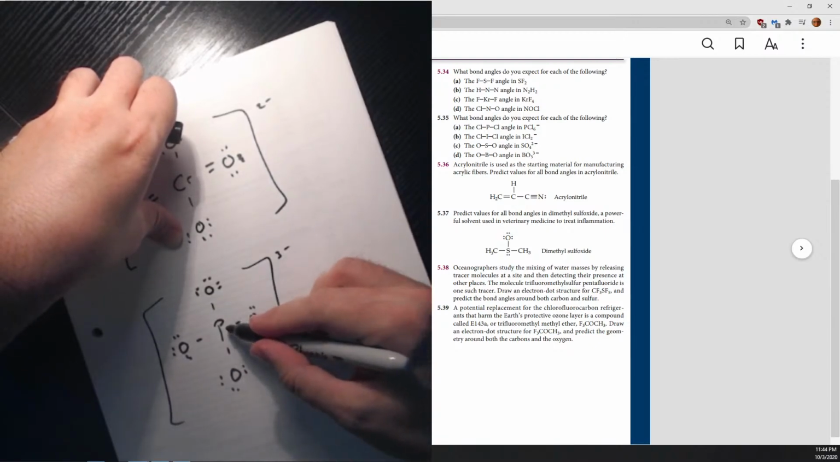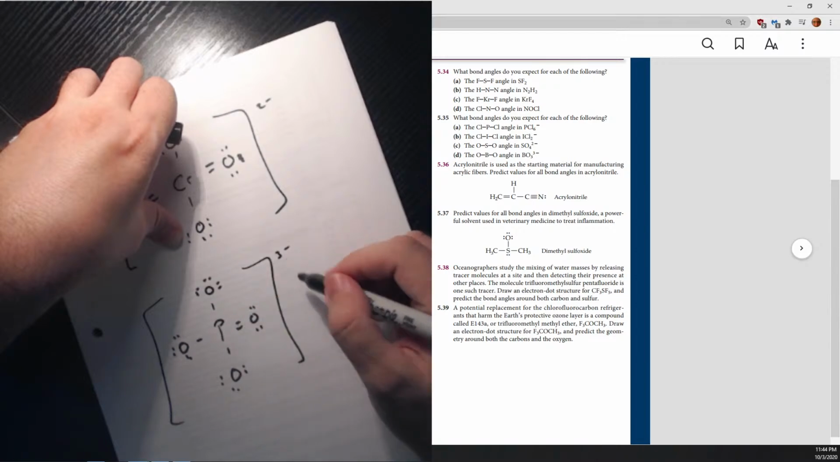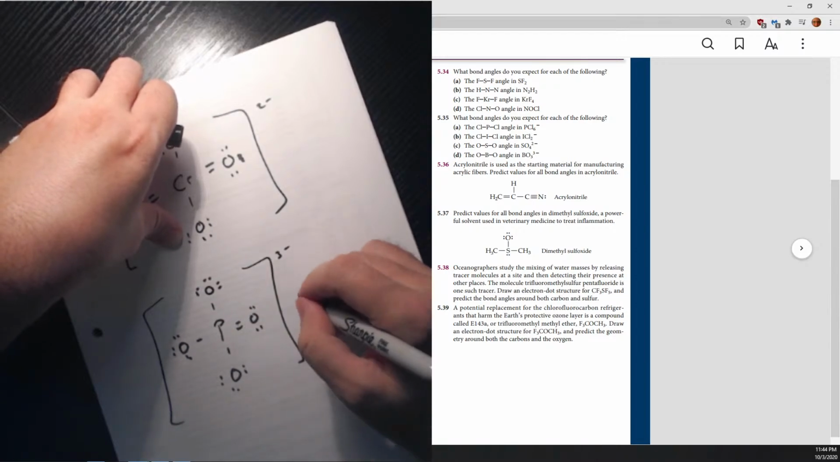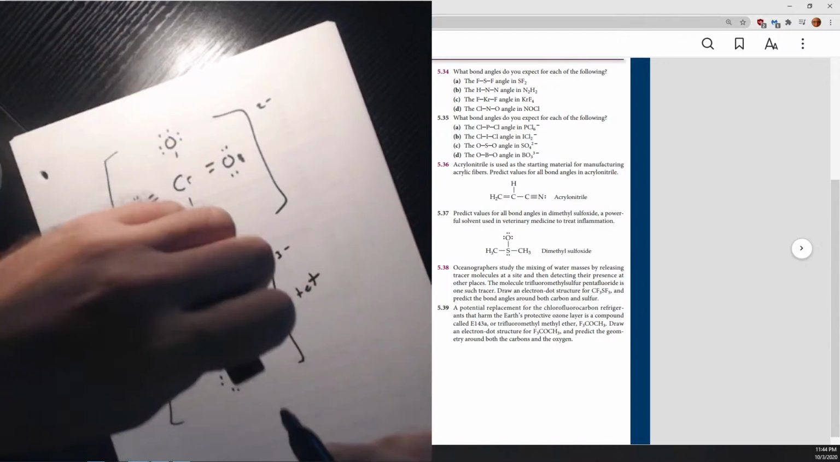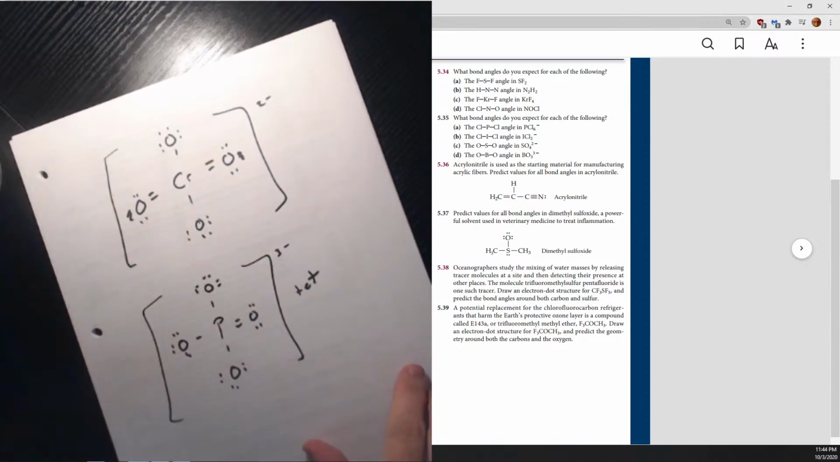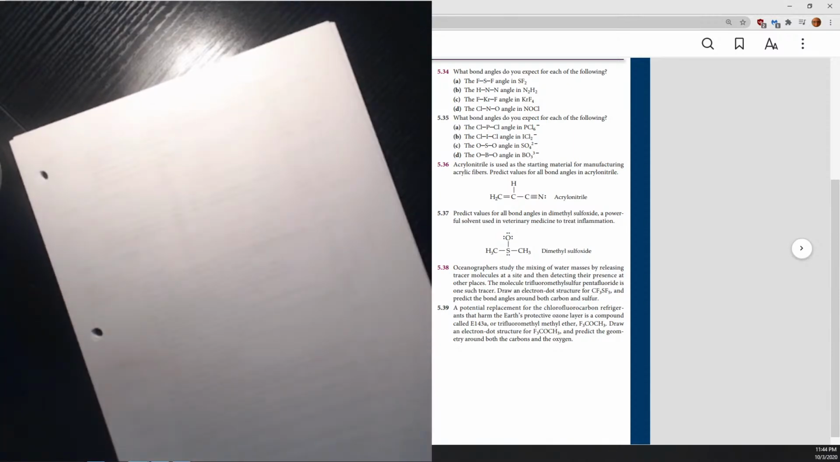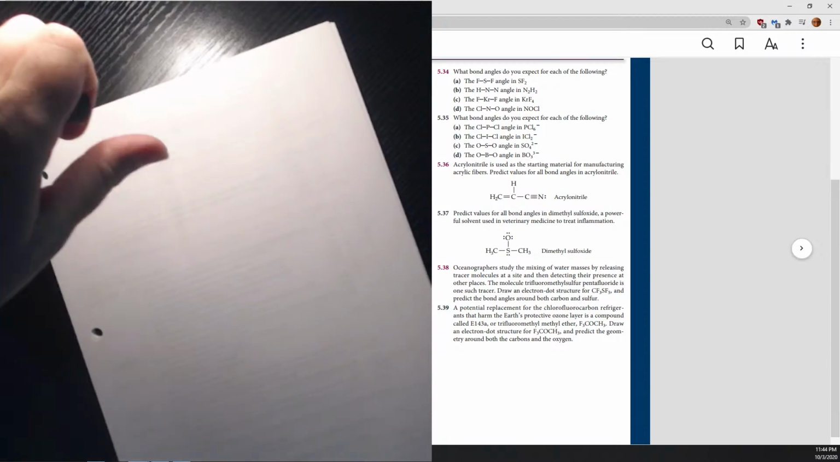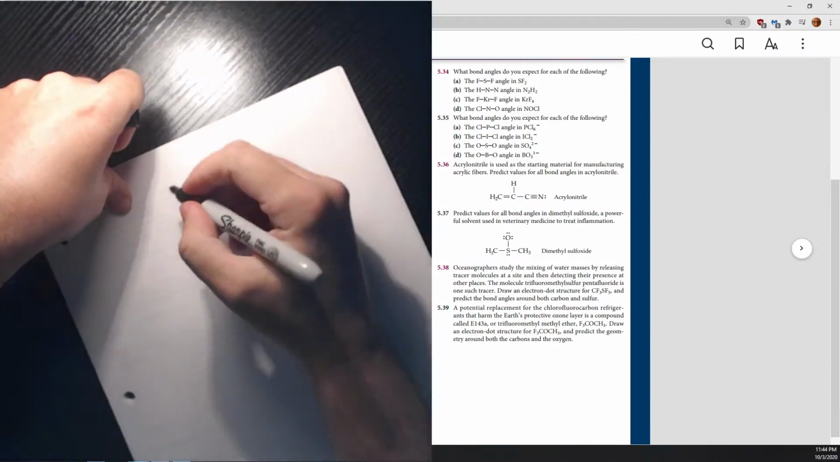Let's see, 5 plus 24 plus 3 is 32 electrons. Yep, this is just tetrahedral. Next, manganate, MnO4 1 minus. No, that's permanganate, MnO4 1 minus.